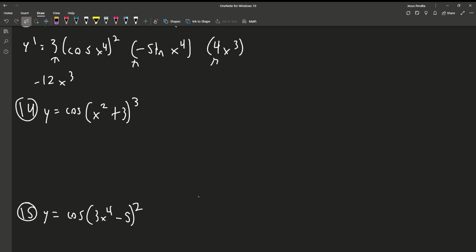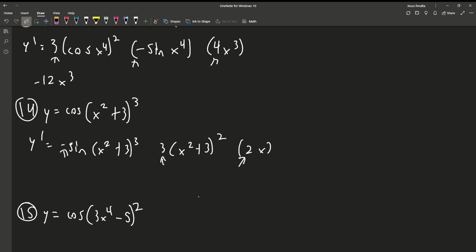Number 14. So this is just negative sine, and then rewrite everything. And then chain rule. So 3 times x squared plus 3, subtract 1 from the top, you get 2. Then the derivative of the inside, 2x. So you can multiply the 2 with the 3 and the negative. So you're just going to have negative 6x in the front.